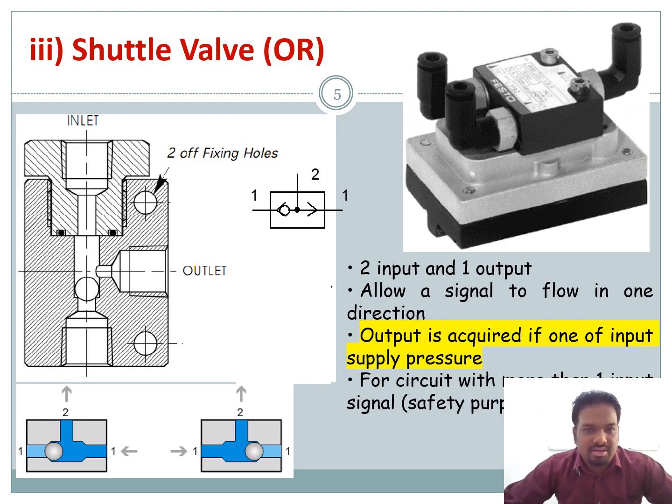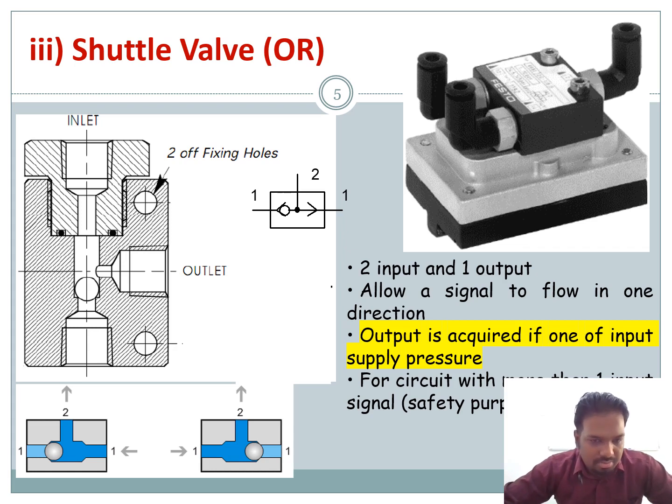Then we have the third type, which we call the shuttle valve. A shuttle valve is practically like your OR gate. You have two inputs and one output. If either one input is available, it will allow a flow. This is the symbol of a shuttle valve, or OR valve.